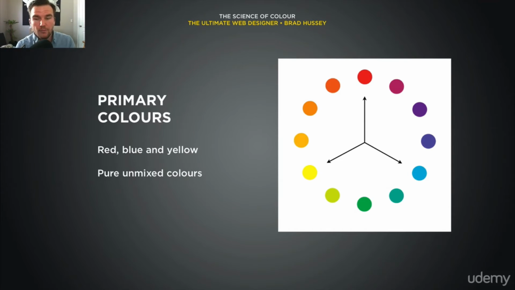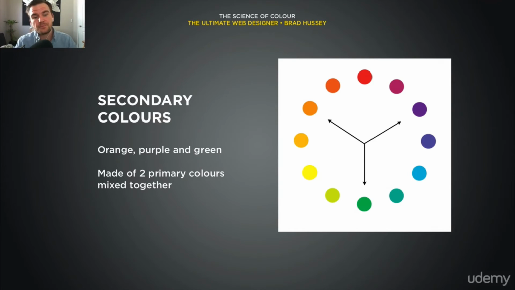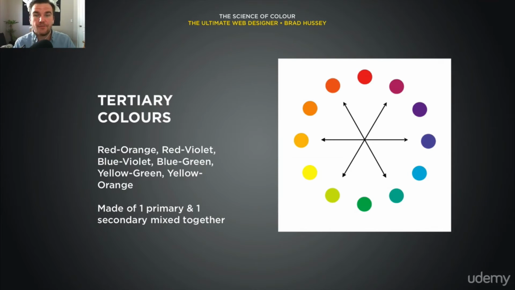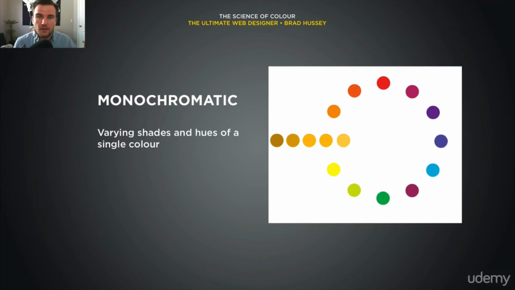Primary colors are red, blue, and yellow, and they are pure, unmixed colors. However, once you start shifting, we have secondary colors, which are orange, purple, and green, and are made of two primary colors mixed together. Then we have tertiary colors, which are red-orange, red-violet, blue-violet, blue-green, yellow-green, and yellow-orange, which are made of one primary and one secondary color mixed together.